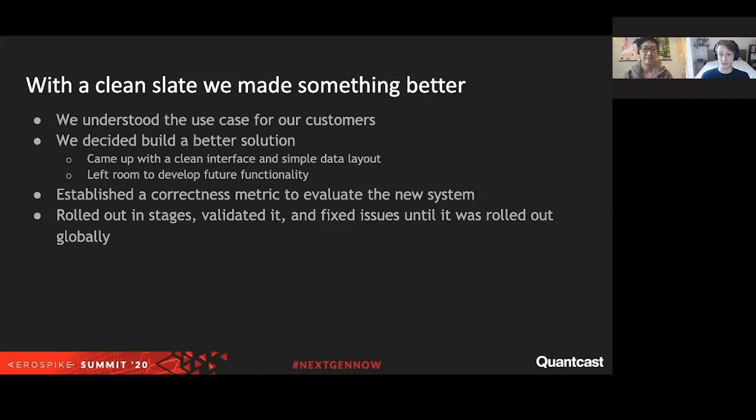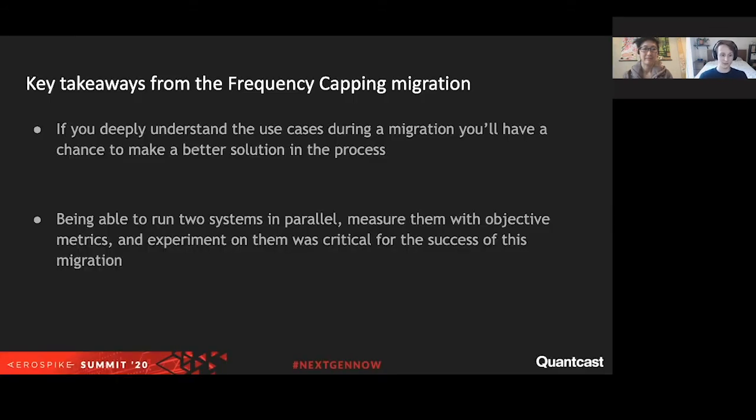We then established an objective correctness metric to actually evaluate our new system, and we evaluated it against what we consider to be base truth. Once we had that metric available, we started rolling out the new system that was backed by Aerospike. Having this objective correctness metric really helped us during that rollout. It pointed out if the new system was working well, and it pointed out when we needed to fix issues. So that was absolutely critical.